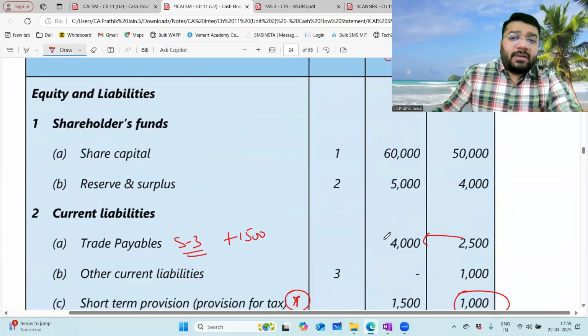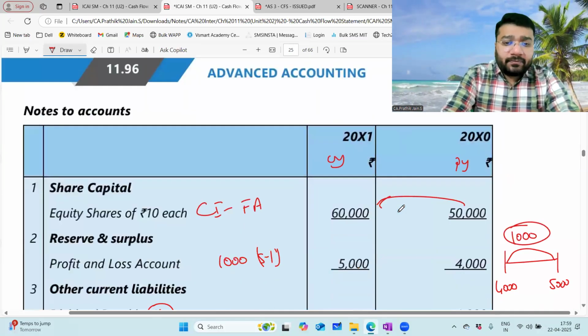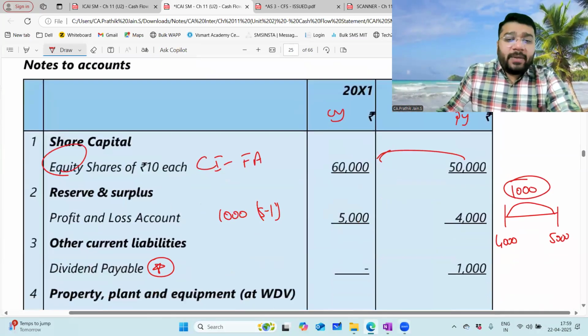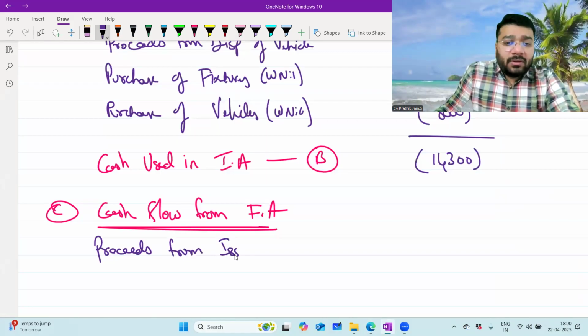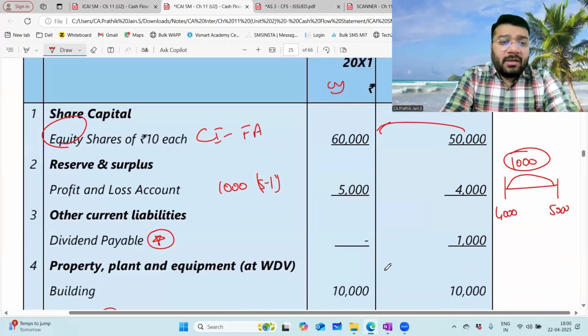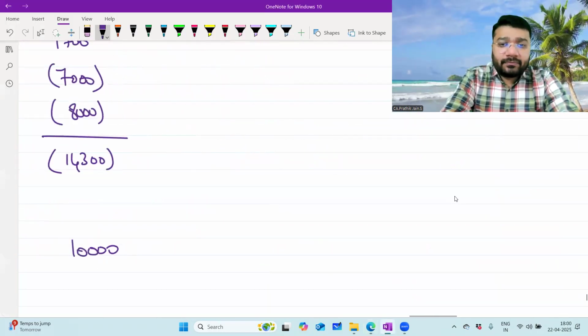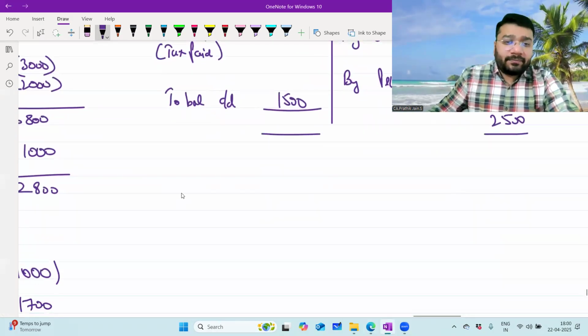Share capital, 10,000 increased. So proceeds from issue of share capital. If you look at the note, proceeds from issue of equity shares. How much? 10,000 is cash inflow. Okay. Profit and loss account, leave it. Dividend payable: please open the dividend payable account. Working note number 4.